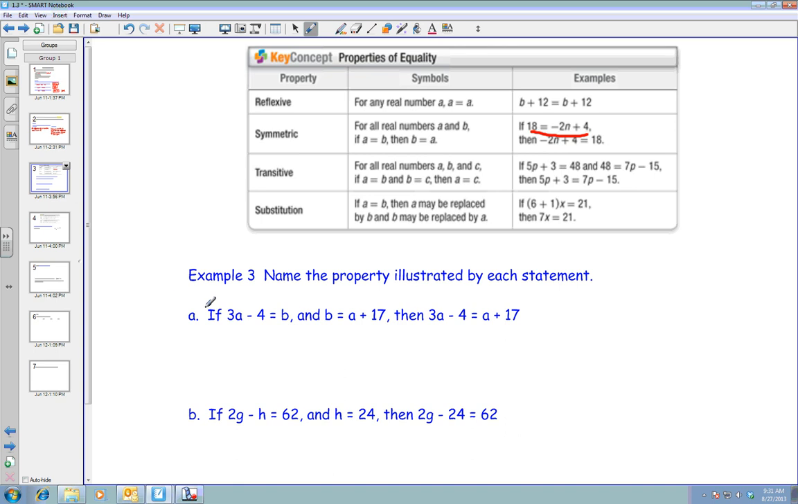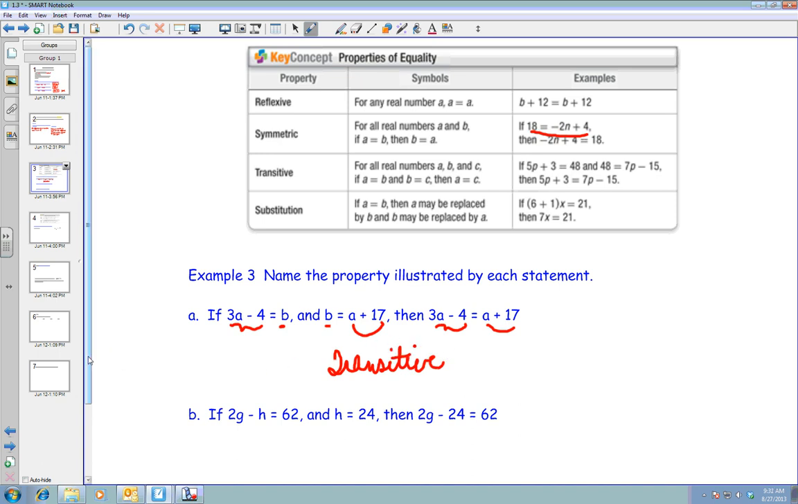So let's look at A. If 3a minus 4 equals b, and b equals a plus 17, then 3a minus 4 equals a plus 17. So do you see that I have the first thing equal to a second thing, the second thing equal to the third thing, and then they're saying, okay, the first thing has to be equal to the third thing. What property is that? That's going to be the transitive property. Transitive.